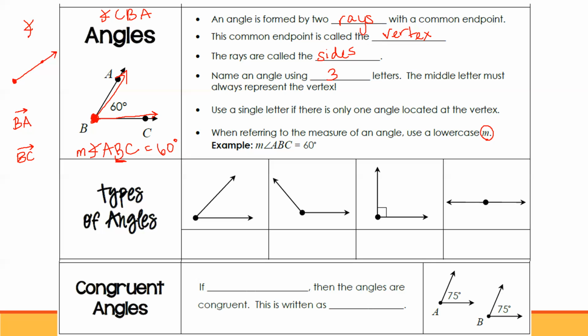Okay, and now you've learned these types of angles before, but just a review, we have acute angles, we have obtuse angles, we have right angles, and we have straight angles. I know that an angle is acute if it is less than 90 degrees. If it's obtuse, it's greater than 90 degrees.